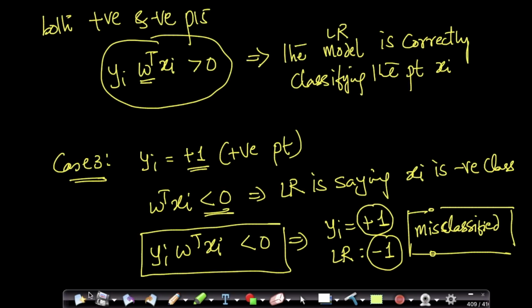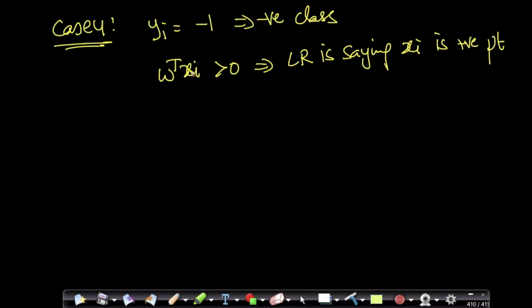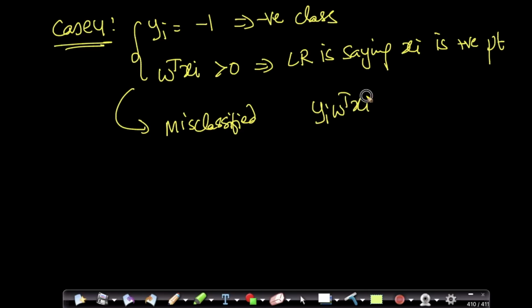Similarly, let's take case 4. The case 4 is, imagine if my yi is -1, which implies it's a negative class point. Now if w transpose xi is greater than 0, what does this mean? This means my logistic regression is saying that xi is a positive point, which means they both are disagreeing. What does this mean now? This means that this point is also misclassified. Right? And when this happens, yi w transpose xi will be less than 0.